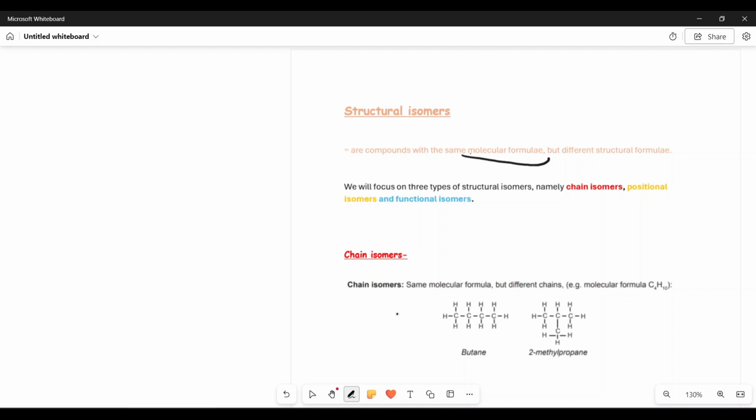And we have three types of structural isomers. We have a chain isomer, positional isomer, as well as a functional isomer. So we're going to be going through each of them. Now, starting off with the chain isomer. Now, what are chain isomers? They have the same molecular formula, but different chains, right?